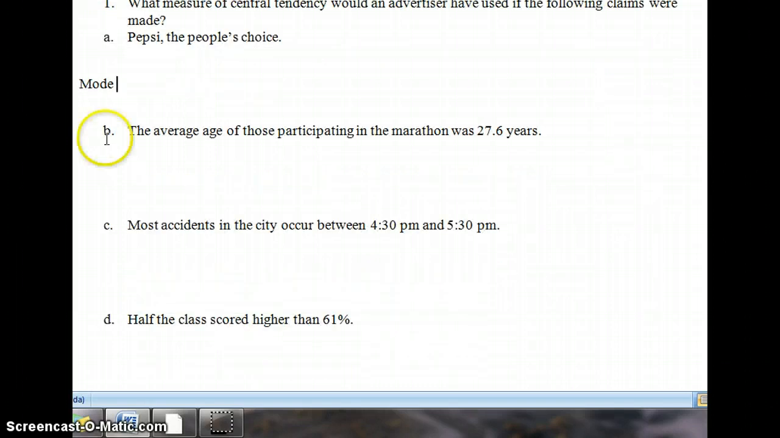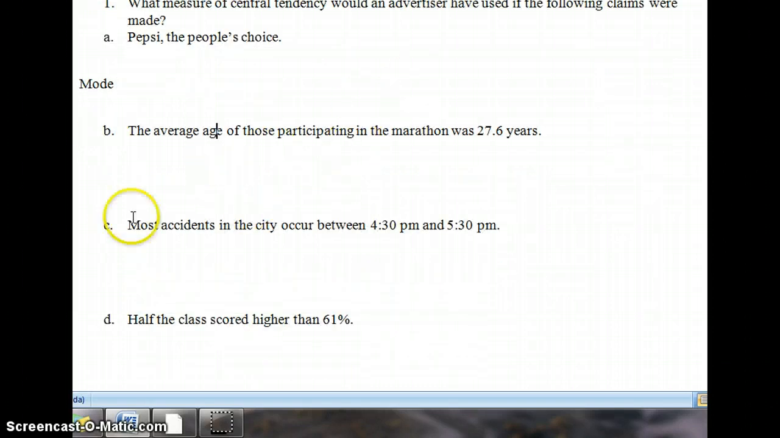So your first example: what measure of central tendency would an advertiser have used if the following claims were made? The first one is Pepsi, the people's choice. So when you're thinking about this, it's the people's choice. The majority of the people chose this, so it is therefore the people's choice. So therefore it is the mode. Most people chose it, and it's the people's choice.